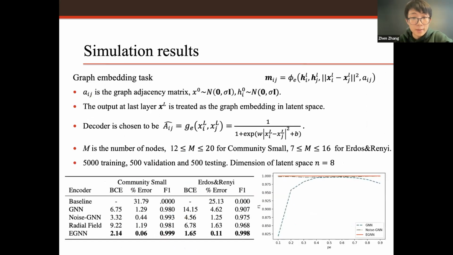That's for the 5-body problem, and they also apply this architecture.